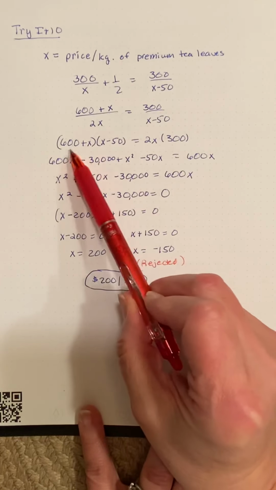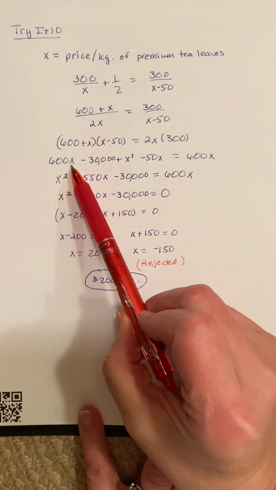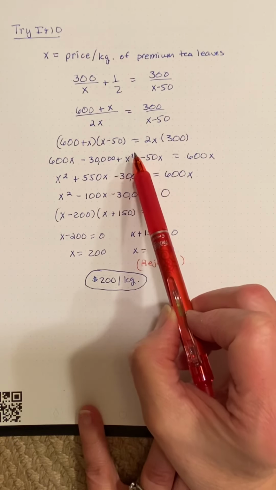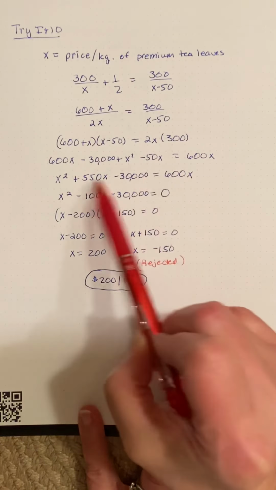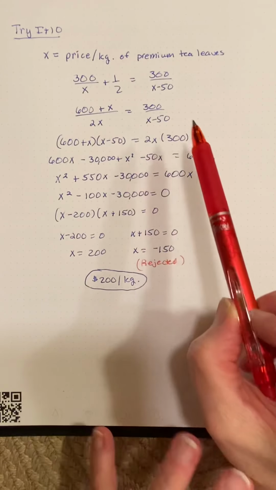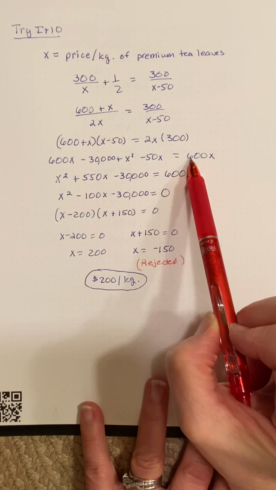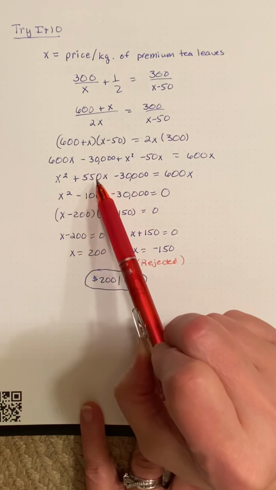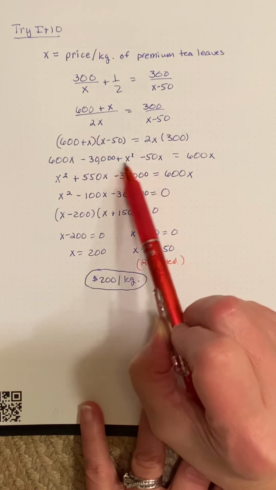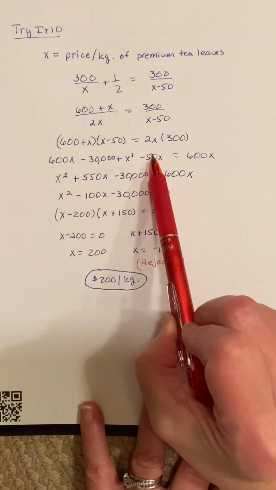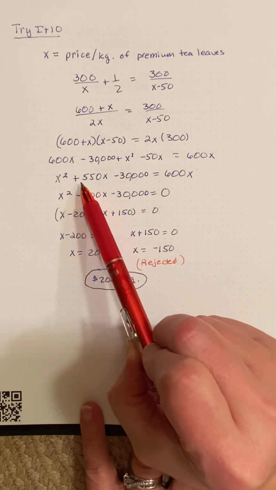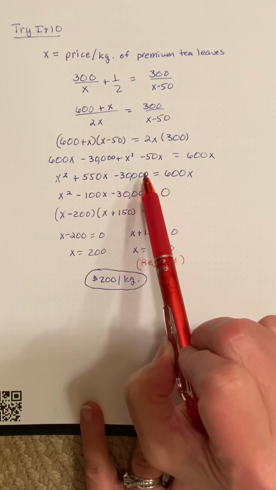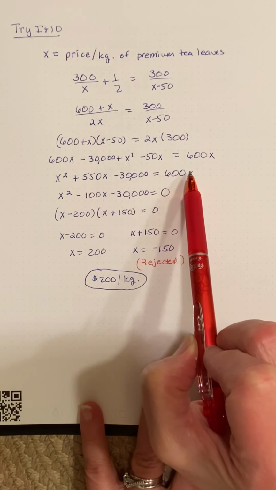Now I do the distributing on this side, so I end up with 600x minus 30,000 plus x squared minus 50x. So everything's out of whack over here, but we'll get there. And then on this side, I simply have 600x. So now getting things realigned and combined, I'm going to start off with my positive x squared. I combine my x's next, which leaves me with positive 550x. And that's just still negative 30,000 equals 600x.